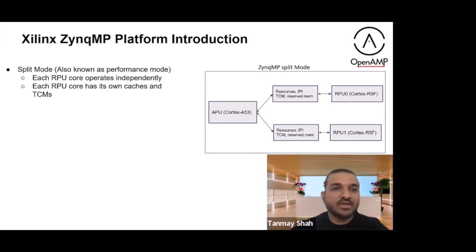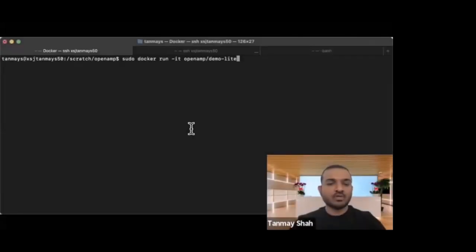Now we will see OpenAMP in action on the Xilinx ZynqMP ZCU102 board, which is emulated by a QEMU emulator. All the binaries needed for this demo are available in the Docker image. I will run Docker with this command.